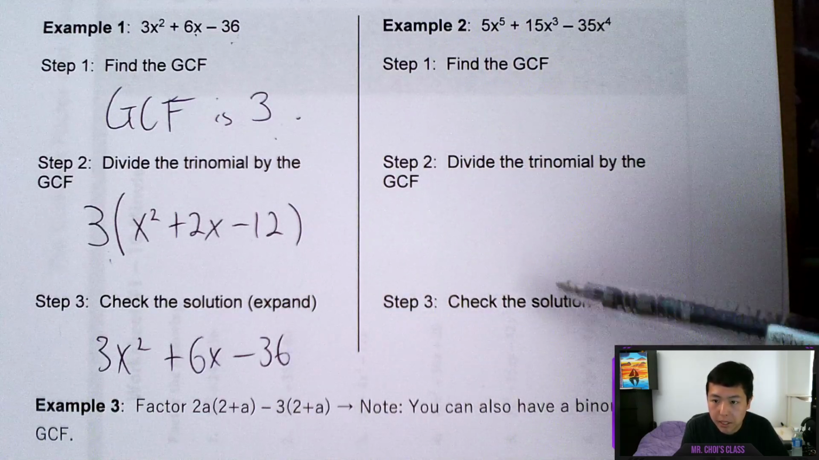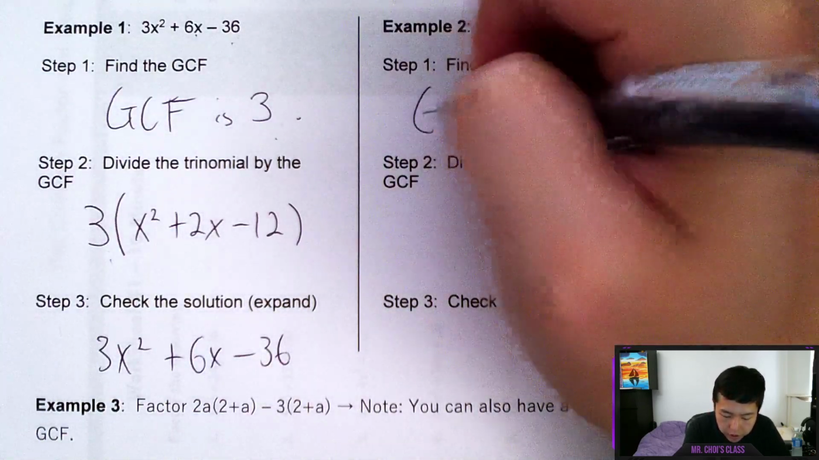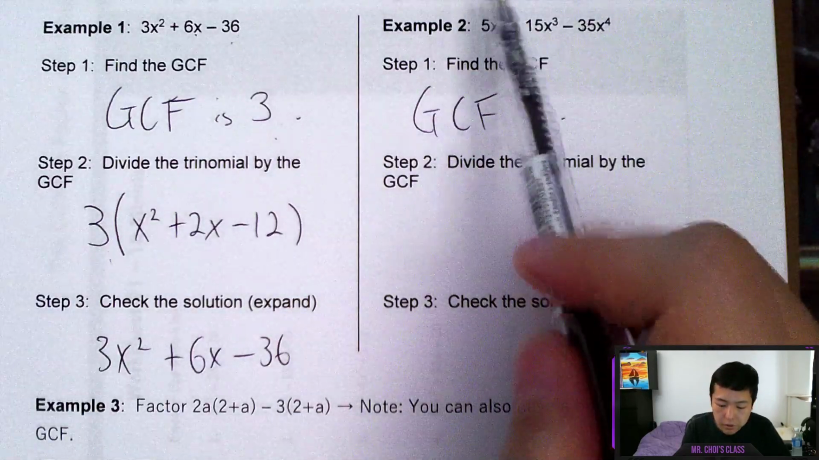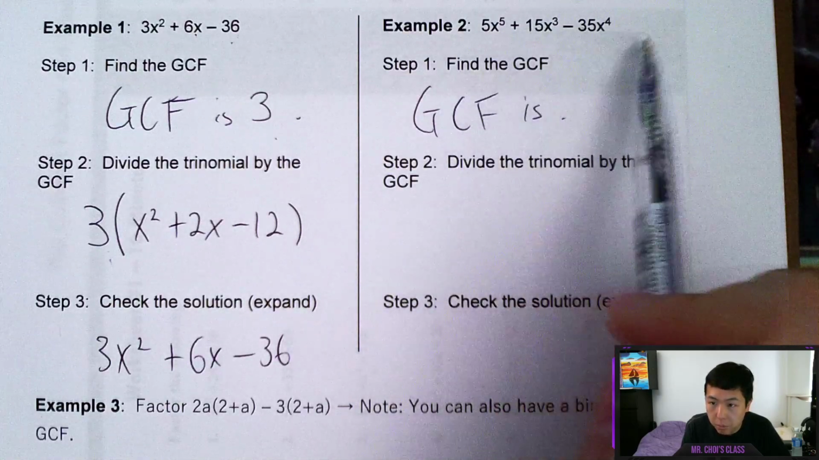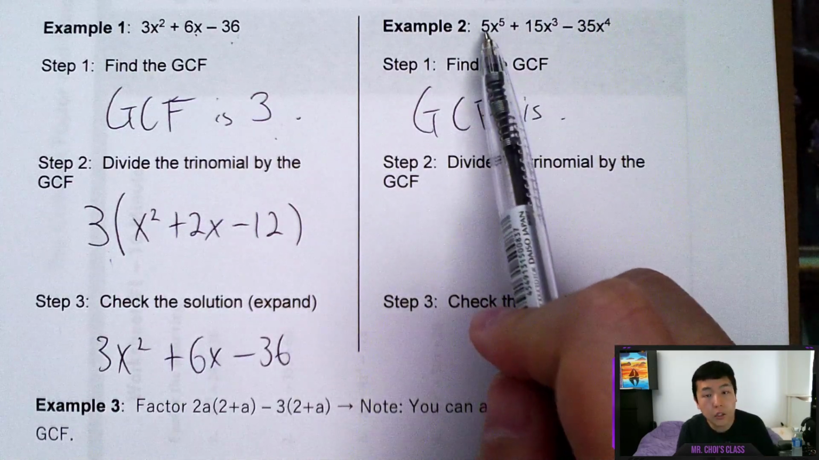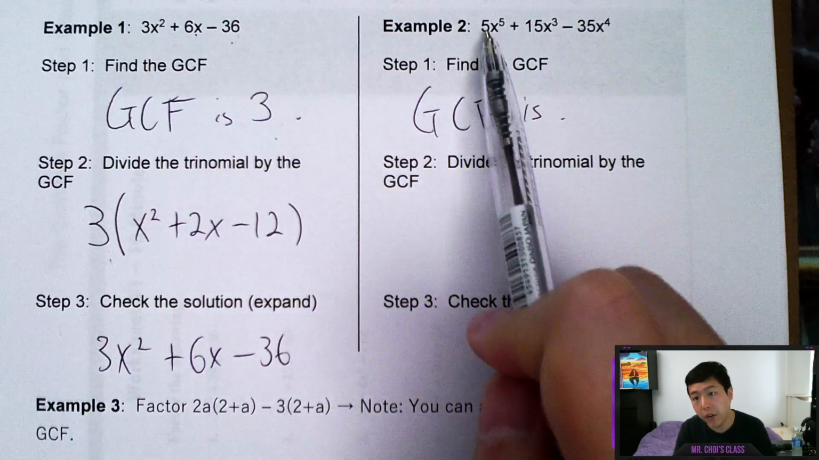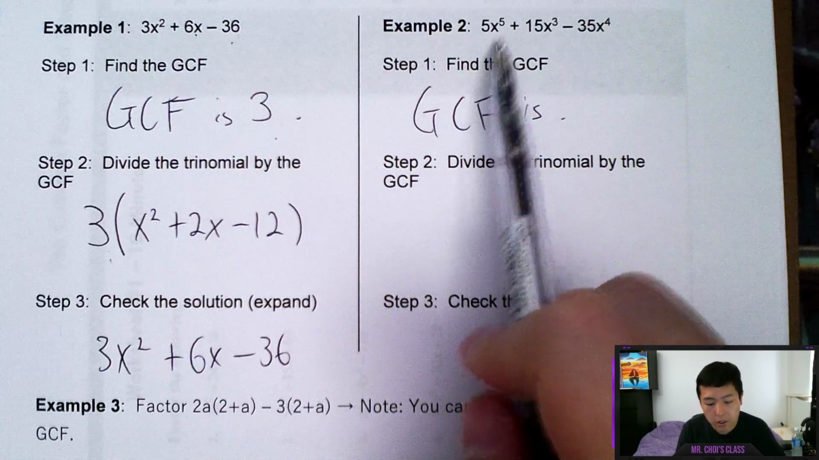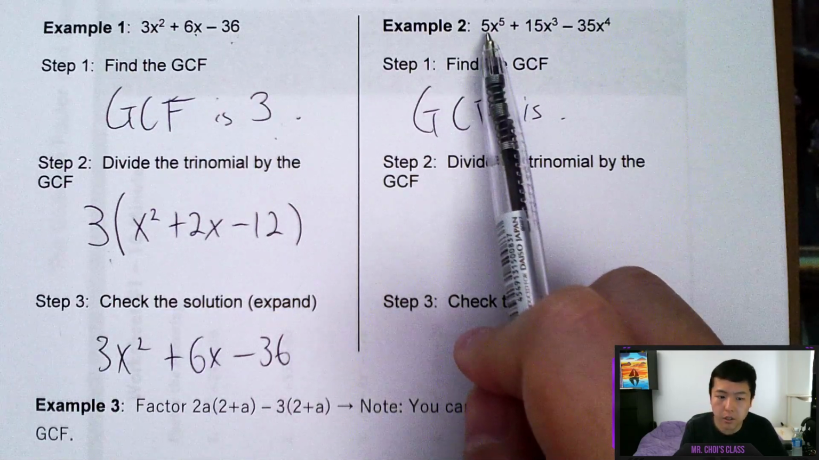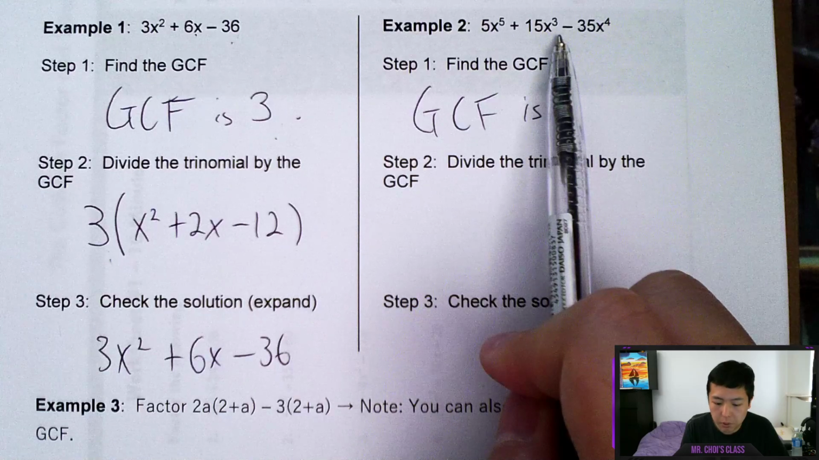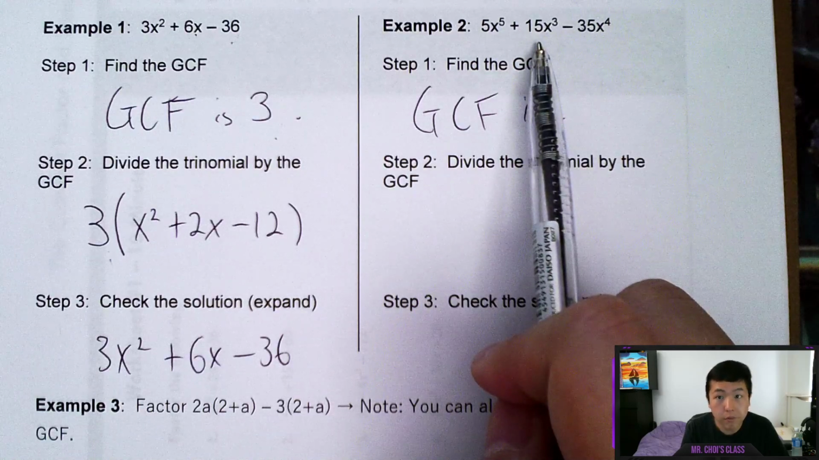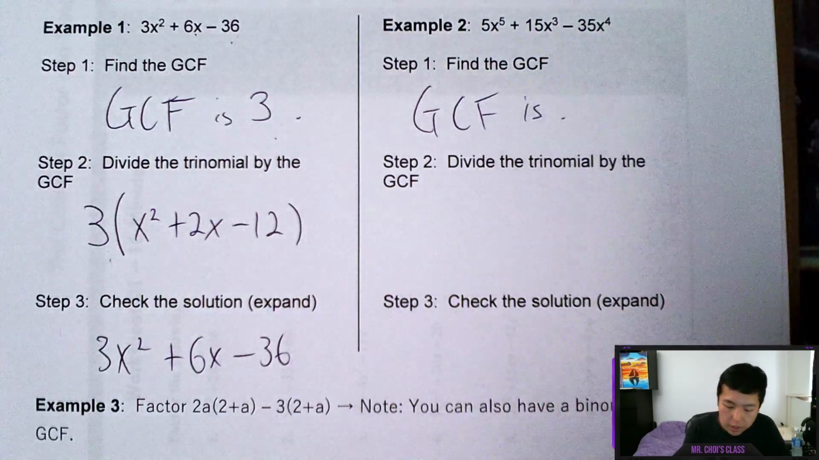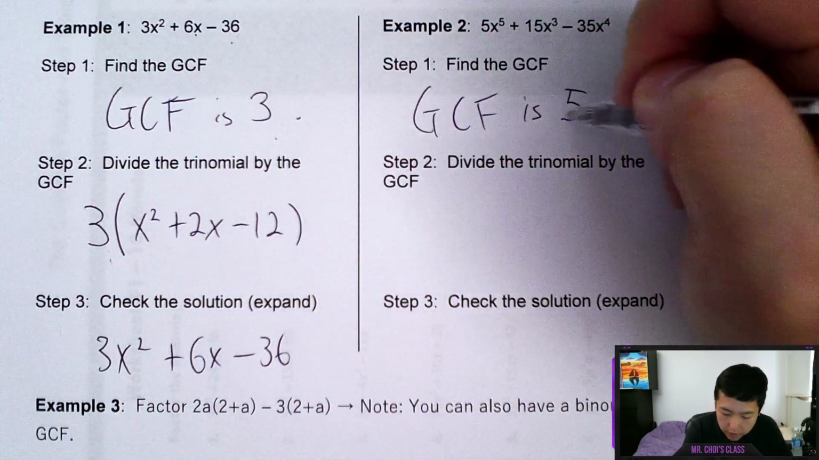Same idea. Let's find the GCF. Work with the number first. The lowest number of this group is 5. What are the factors of 5? It's 1 and 5. We don't use 1, which means we have to check if 5 works. 5 is divisible by 5. That's good. 15 is divisible by 5. Yes. 35 is divisible by 5. Yes. So definitely 5 is a greatest common factor.